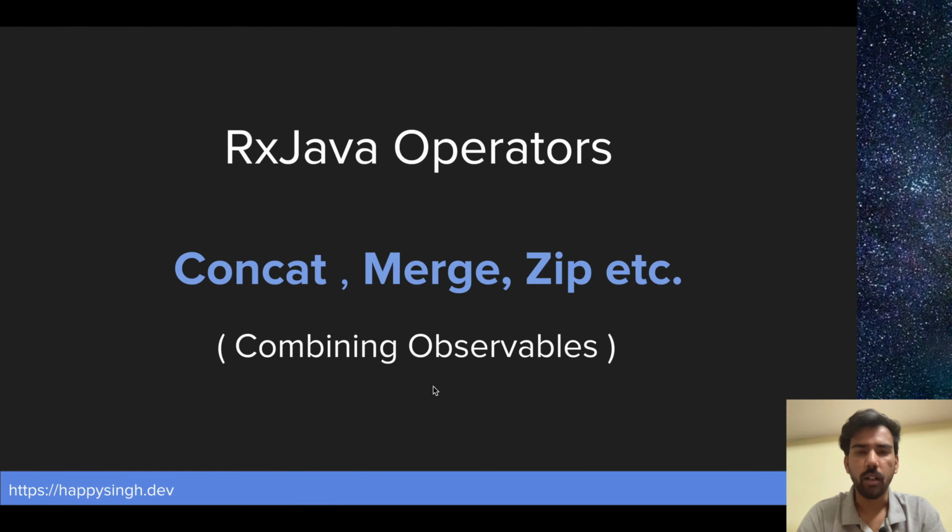Hey guys, welcome back to another video of this course. So in this video, we are going to see combining observables. Combining observables means you have multiple observables and you combine them and get one result.